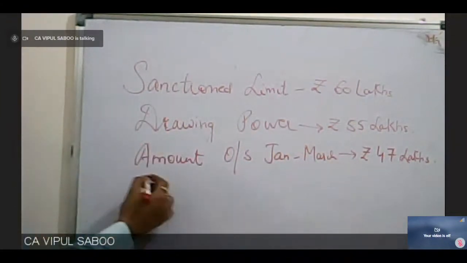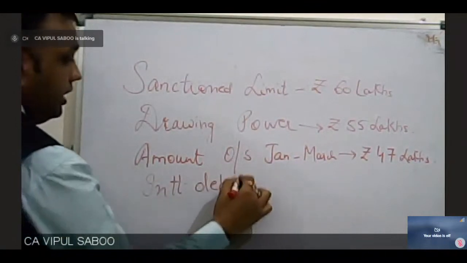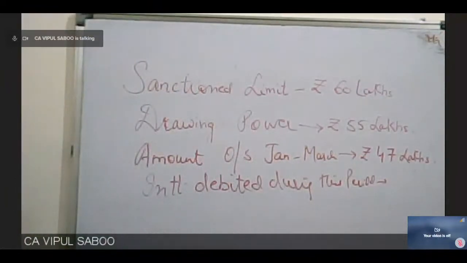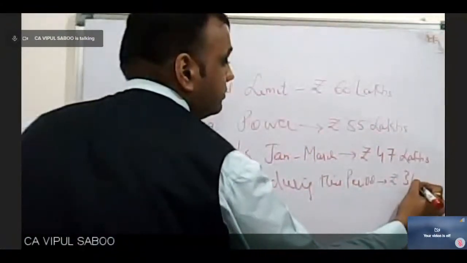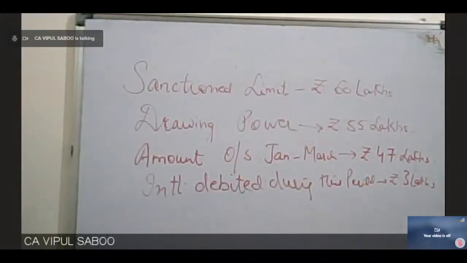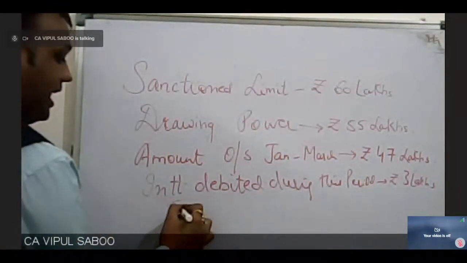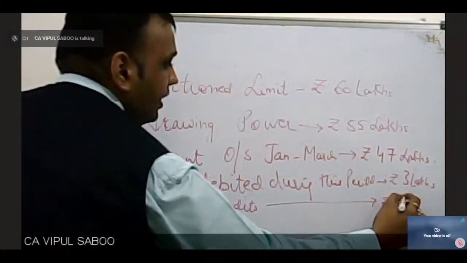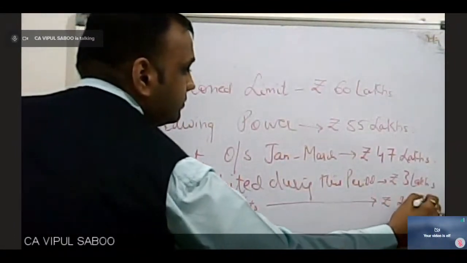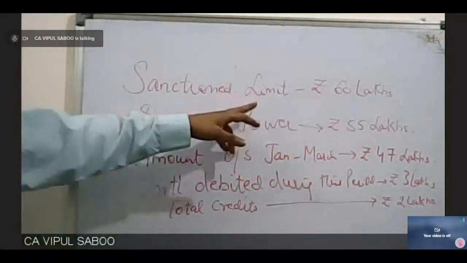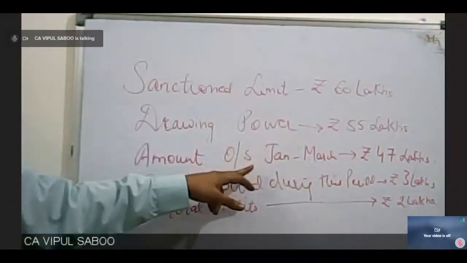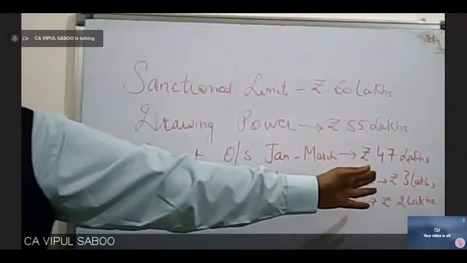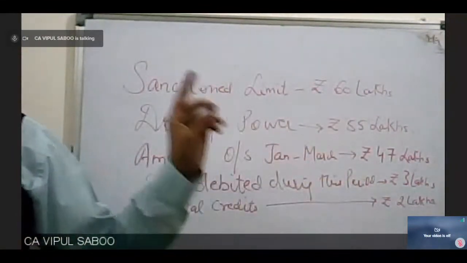Outstanding 47 lakhs. Interest debited during this period is 3 lakhs. Interest of 3 lakhs has been debited to your account, right? And total credits you have made, the total amount you have deposited in your CC account during this period, is rupees 2 lakhs. So you have a sanction limit of 60 lakhs, your drawing power is 55 lakhs, and your amount outstanding was 47 lakhs. You have used 47 lakhs. That is fine. You could use up to 55 lakhs. Interest debited during this period is 3 lakhs. Now you owe the bank 47 lakhs.